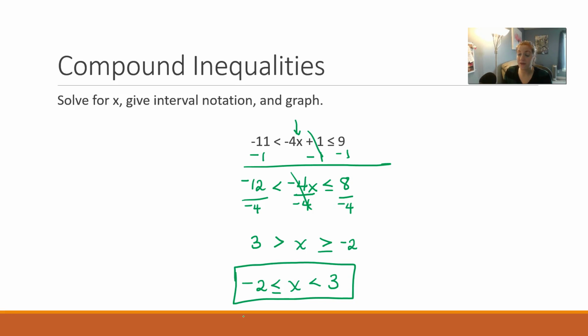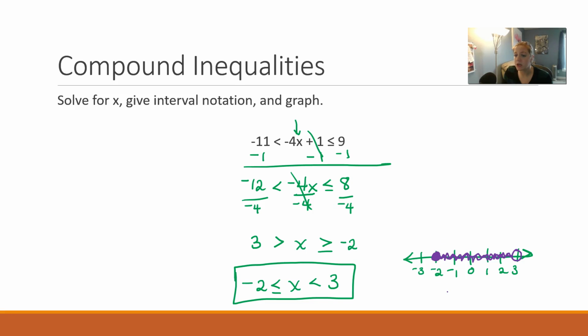However, we also need to graph it and write the beautiful interval notation. So let's do -3, -2. Okay, so -2 will be included because there's an equal to, so I'm going to shade that in. 3 will not be included because it's not equal to, and then we just shade in between those 2 values. Boom. And it's shaded.